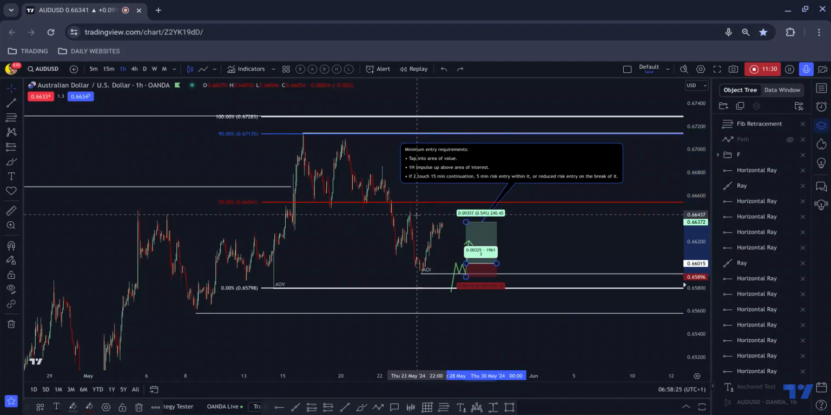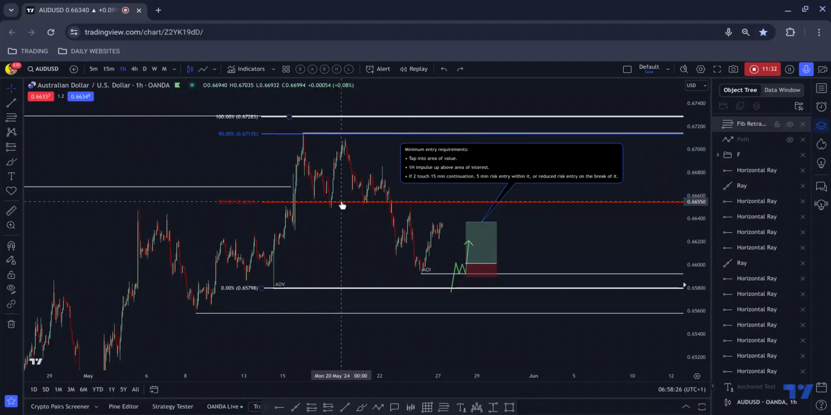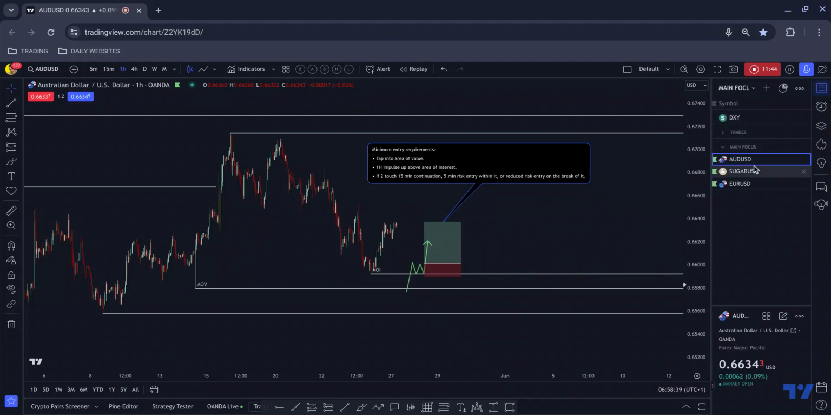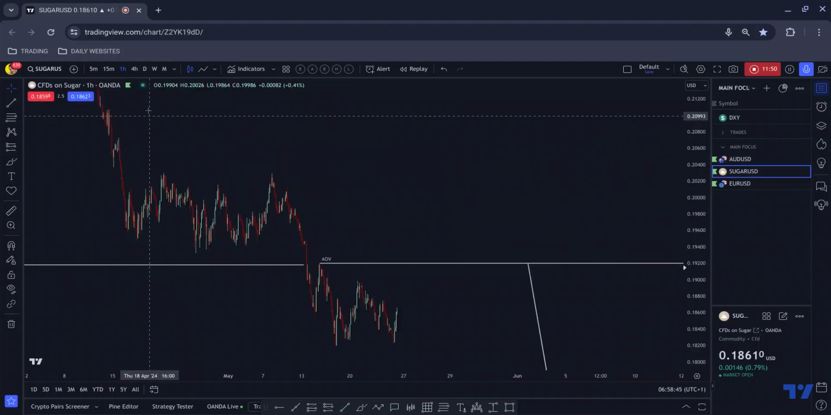So very nice indeed. So we shall see what shapes up. Personally, I think this is going to take till tomorrow to shape up, if it shapes up at all, but we shall see. The market will show its hand, and then we can either execute or not execute accordingly. So that is Aussie dollar. Moving on to sugar USD. This is quite a simple one as well.